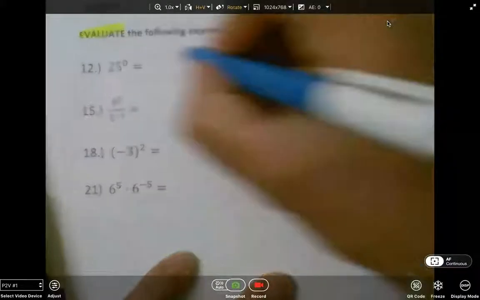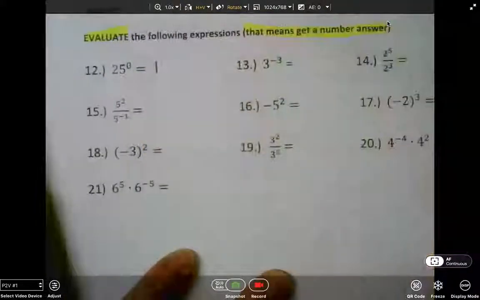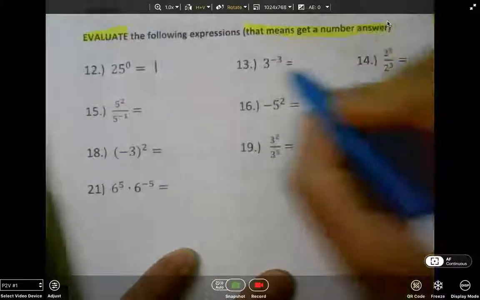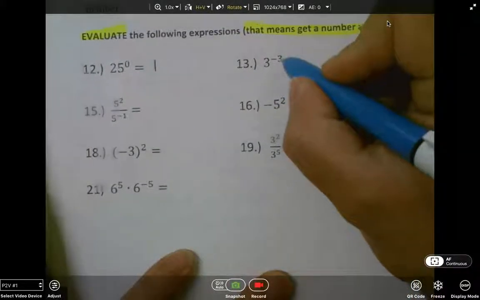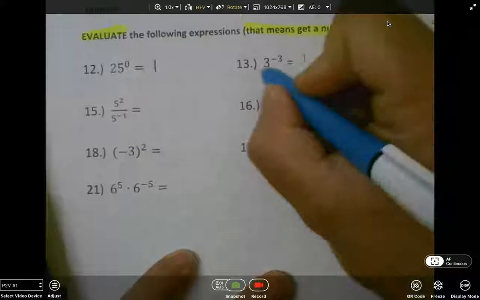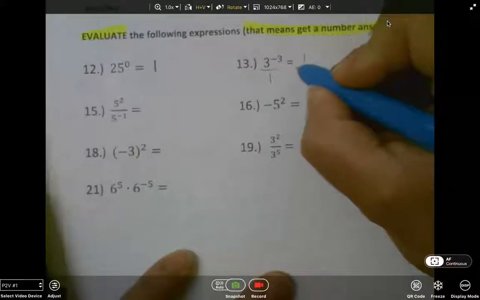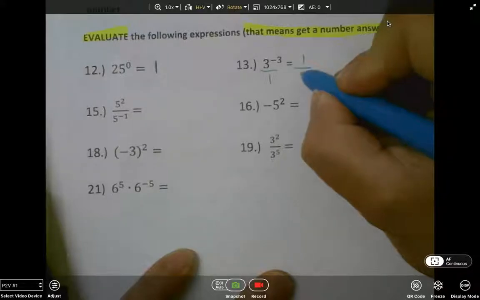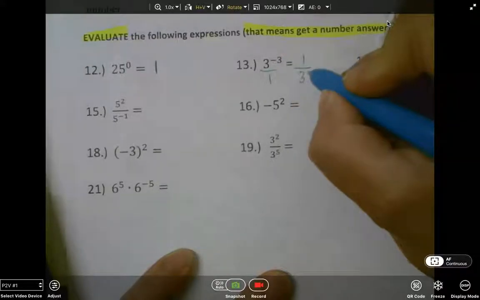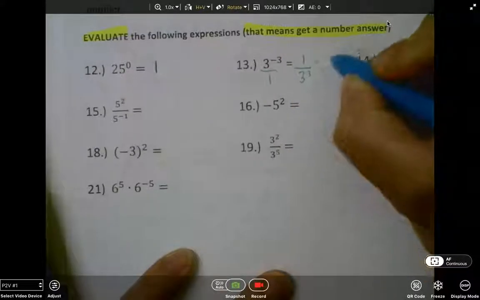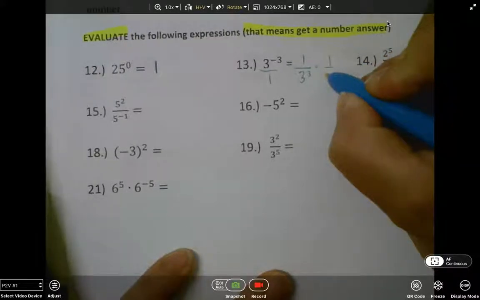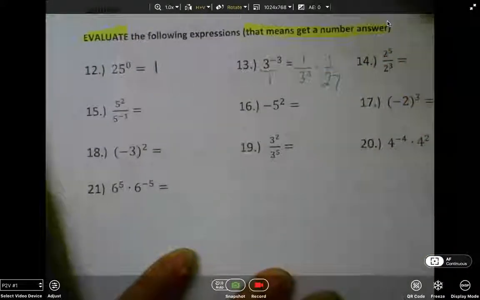So if we go through the first one, anything to the power of 0 is 1. Here, this was the negative exponent rule. This means there's an assumed 1 there, and then you flip it across the line here, so it becomes 3. Instead of -3, you put +3. And then to finish this is 1 over 3 times 3 times 3, which is 27.